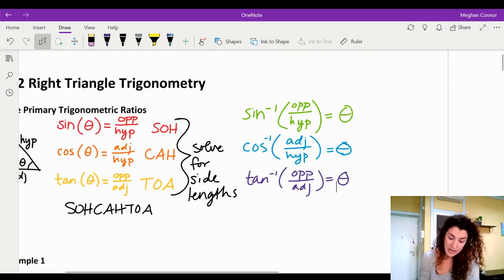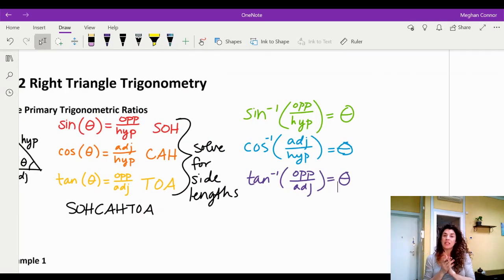Okay, so whereas our original trig values were helping us solve for side lengths, if you're ever asked to solve for an angle, this is what you do instead.